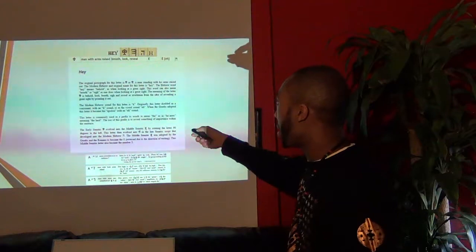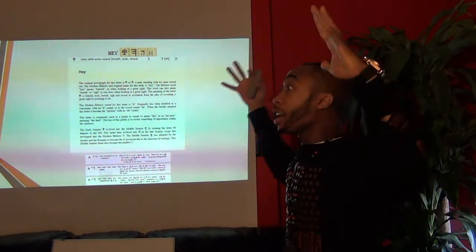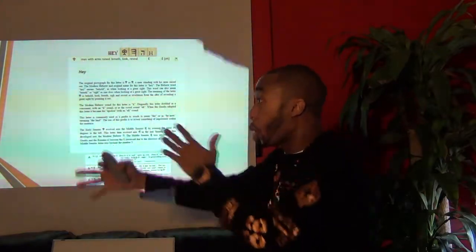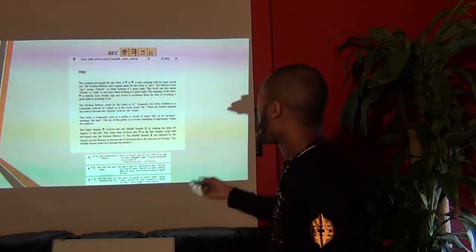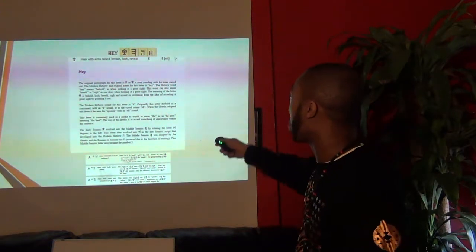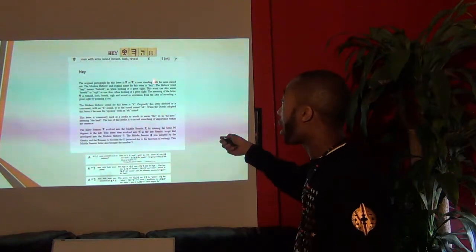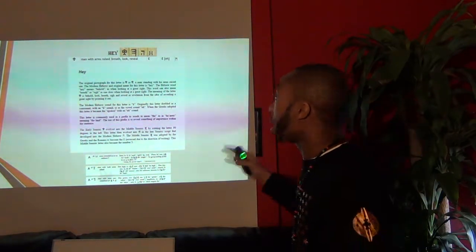Well, what does that represent? A man with his arms raised, which means breath, look, reveal, towards, looking towards something, focusing towards something. All right? Hey, the original pictogram for this letter is this: a man standing with his arms raised out. The modern Hebrew and original name for this letter is He or Ha. The Hebrew word He means behold.